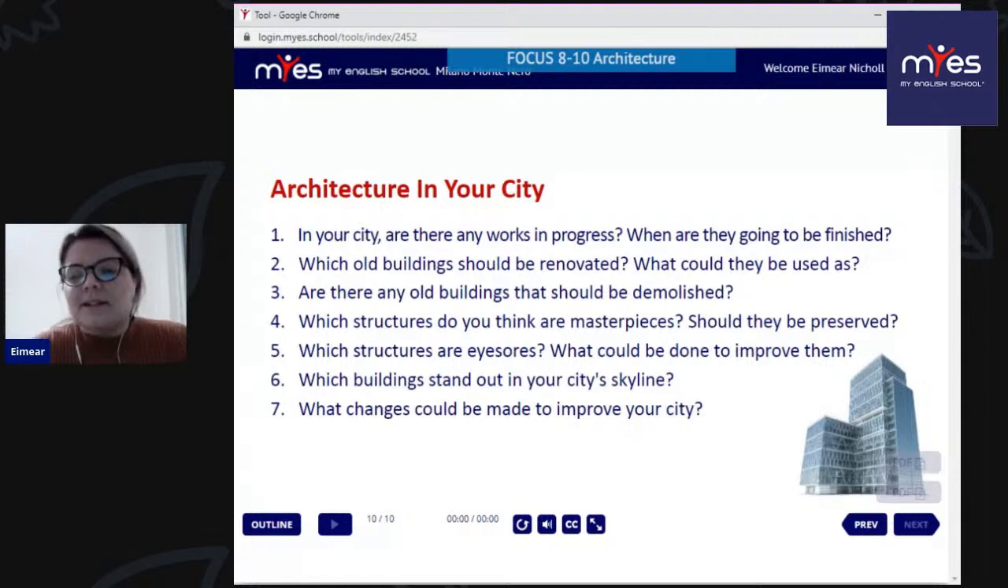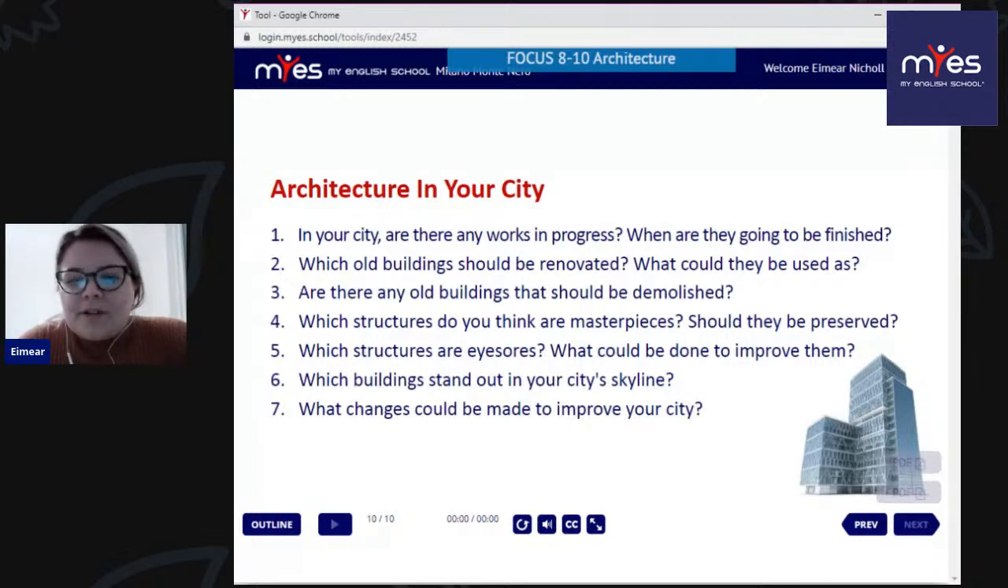Number two, which old buildings should be renovated, and what could they be renovated as? Well, in Dublin, there are lots of old buildings from the 19th and 20th century, and even the 18th century, which have been abandoned, left to rot away. So they should be renovated and made again into apartments or buildings, museums. Some of them have been renovated into museums, which is quite cool, galleries and apartments, but there are many buildings which should be renovated.